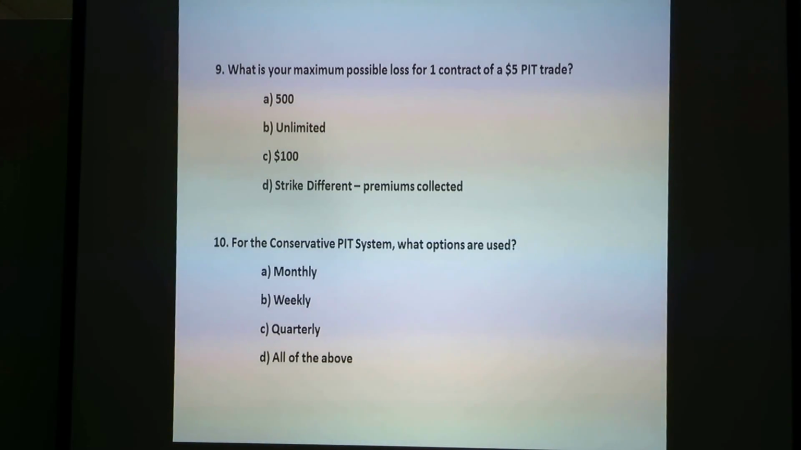So what's the maximum loss for one contract? One contract for $5 PICS means a PICS trade with a $5 spread. $500, unlimited, $100, strike price difference, or strike price difference minus the premium collected? D. Good. For conservative PICS, what options are used?